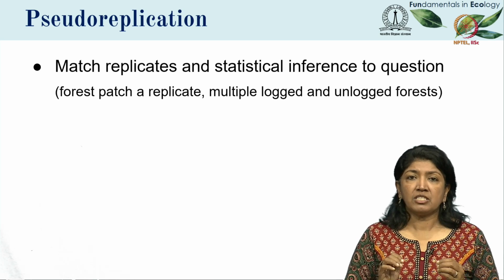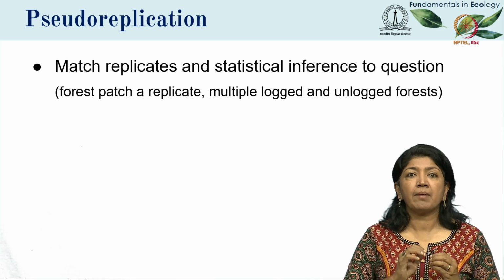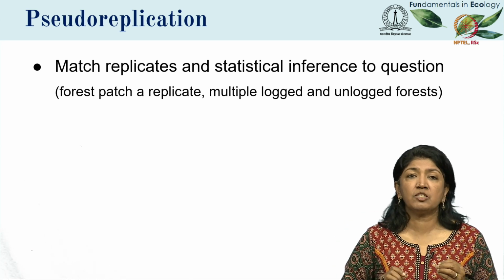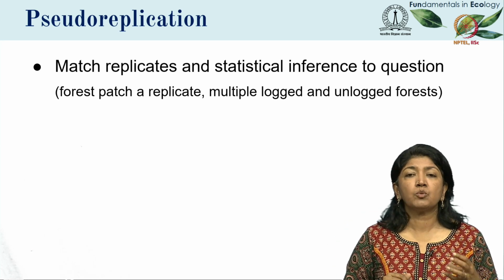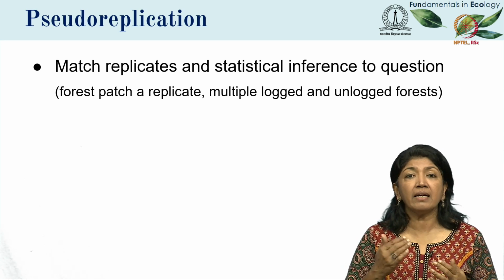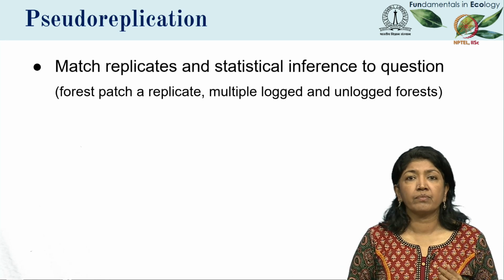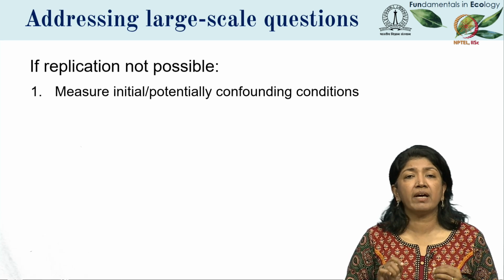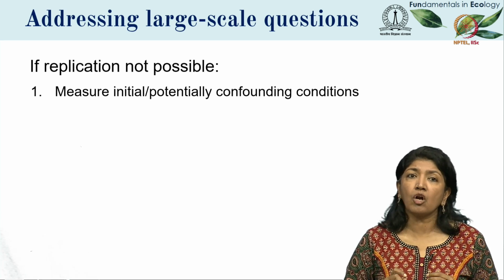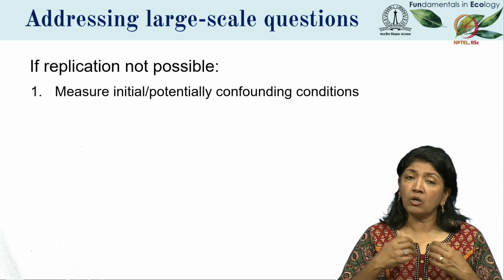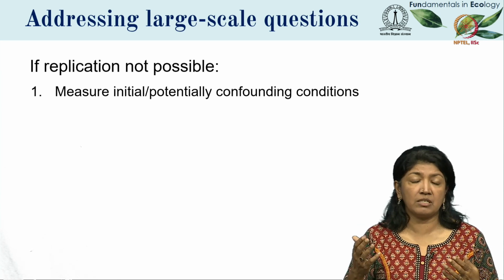Ideally for this question, I should match replicates and statistical inference to the question, which means forest patch would be an independent replicate and I would need multiple logged and unlogged forests. But for such large scale questions, very often replication is not possible. It may be very difficult to measure lots of different forest patches.